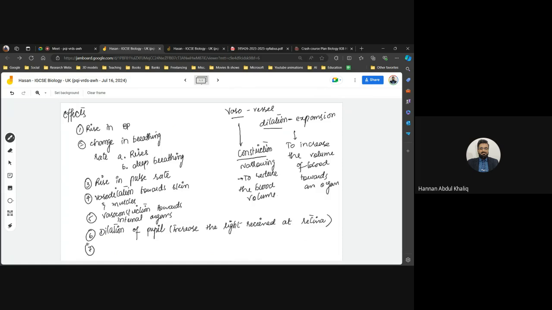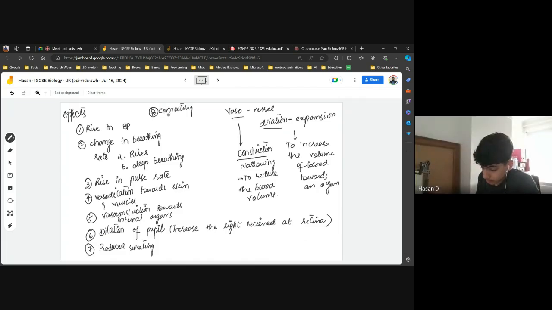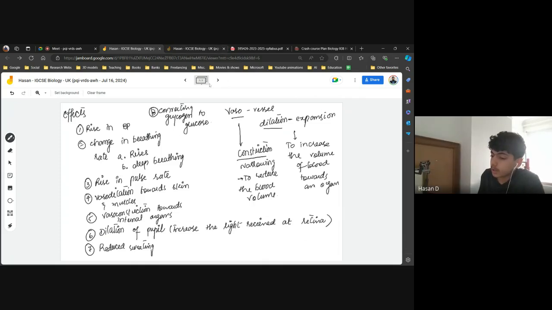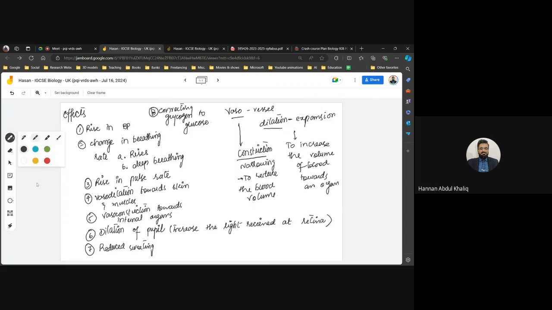Then seventh, reduced sweating. Then one more very important thing, converting glycogen to glucose. What would be the benefit of it? So you can use it for energy. Yeah, you can use it for energy.